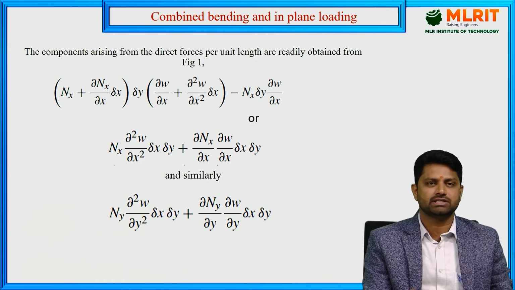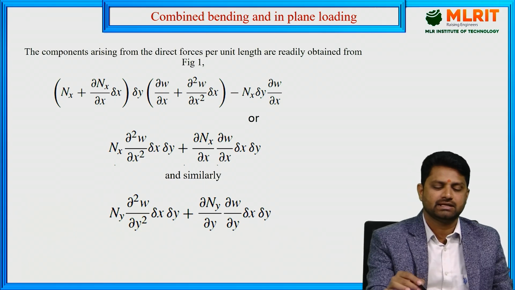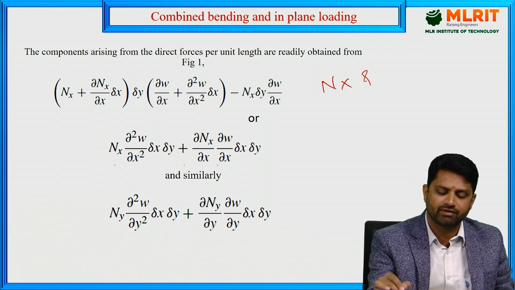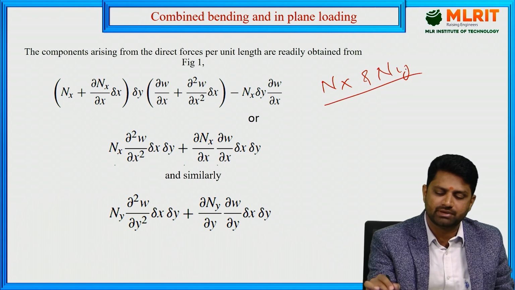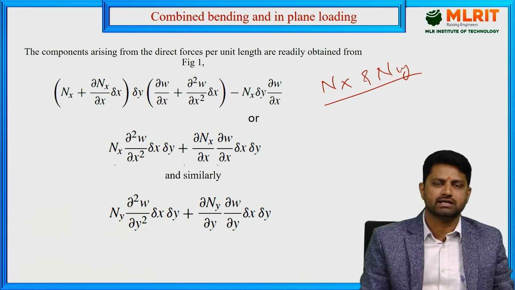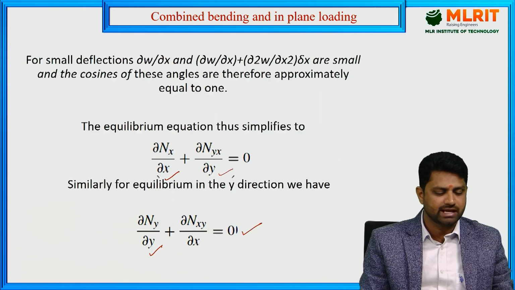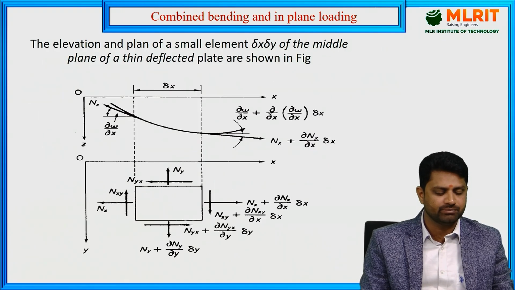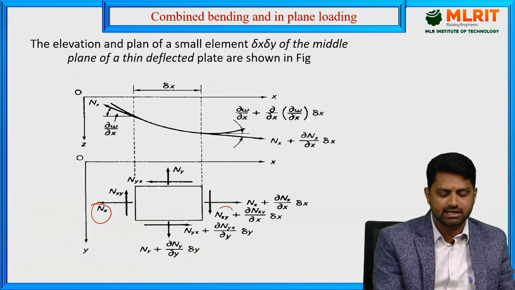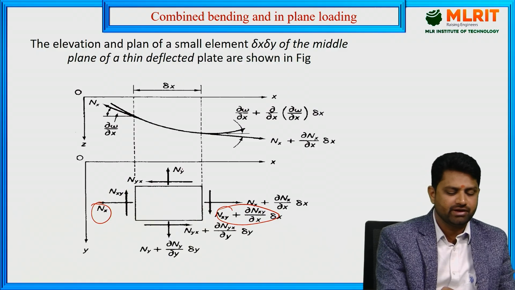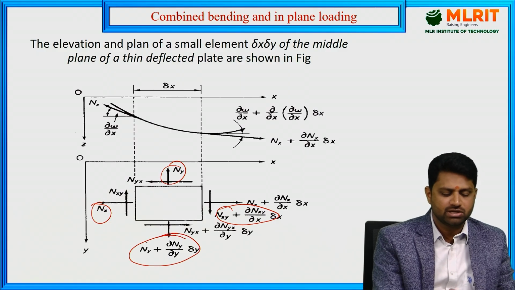Similarly, if you try to see the contribution of nx and ny, these contributions can be read directly from the figure itself. So let's look into that also. This is the original diagram which we have. The nx contribution, nx with its increment, and the ny contribution. So this can be written.